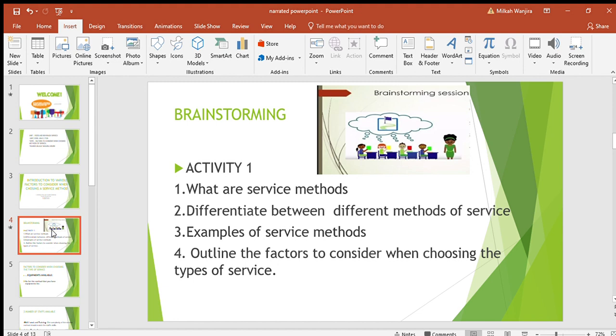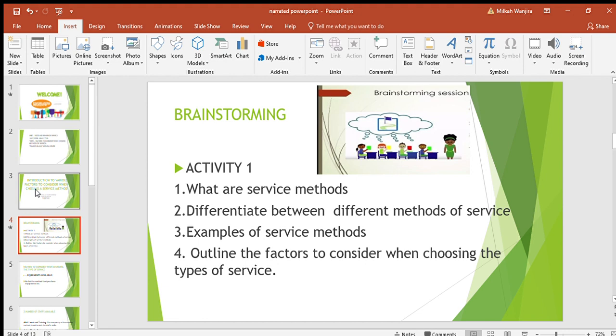Kindly, any one of you who knows about the service methods? Diana, do you have any idea? Yes, we have plate service. Correct. Susan? We have table service. Right. Lynette? We have silver service. Correct. Let's continue. I can see that you have an idea of what we are talking about.